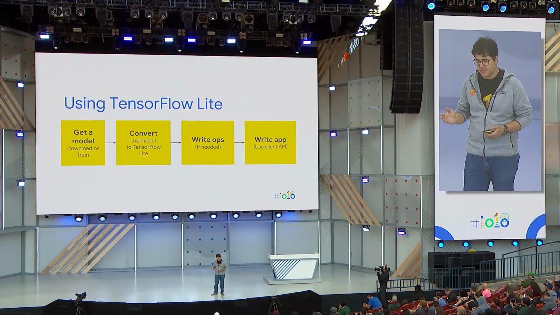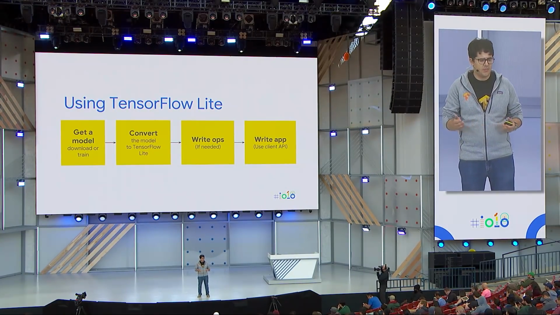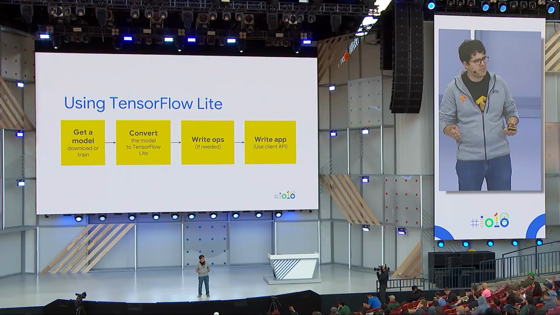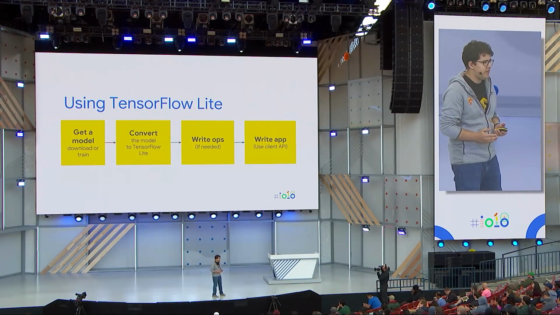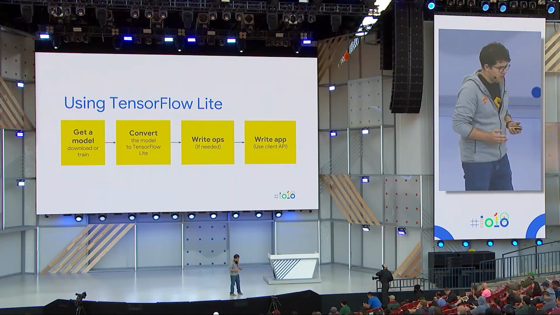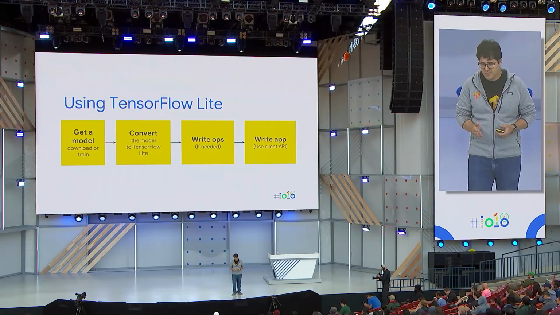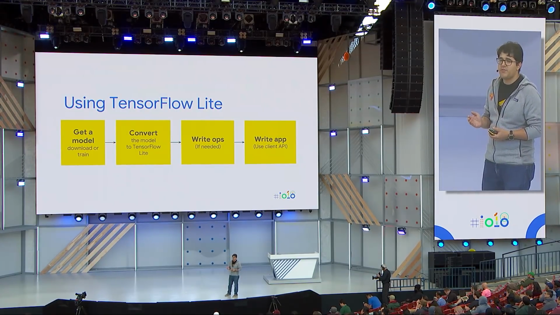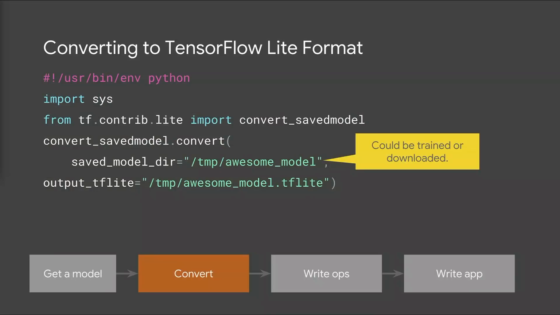Second, you need to convert your model from TensorFlow to TensorFlow Lite, and we'll show some examples of how to do that in a second. Third, if there are any custom ops that you need to write, this could be because you want to spot optimize something with some special instructions you know about, or it could be that you're using a piece of functionality that we do not yet support, like a specialized piece of signal processing. Whatever it might be, you can write your ops. This may not be necessary, of course. The last step is to write an app, and you're going to use whatever client API is appropriate for the target platform. So let's dive into some code.